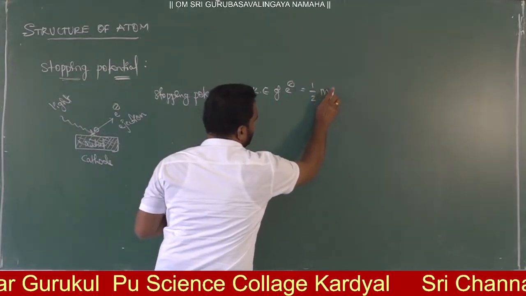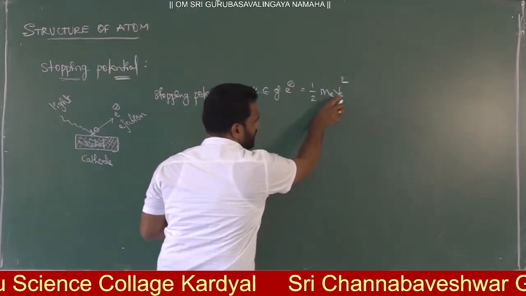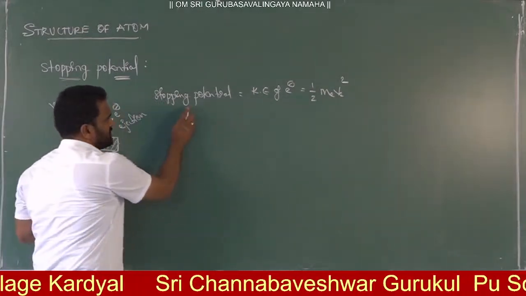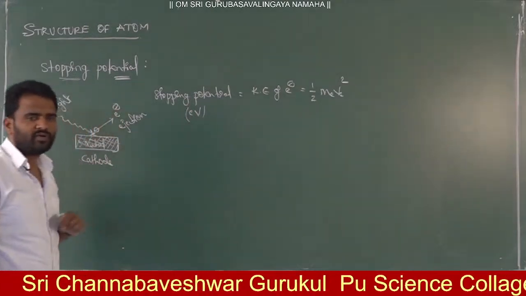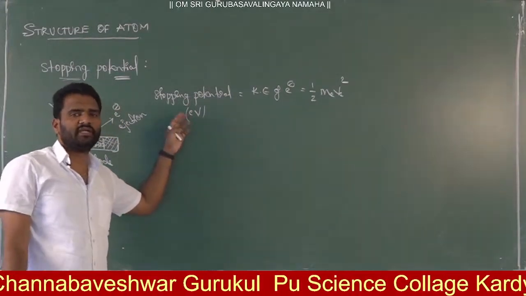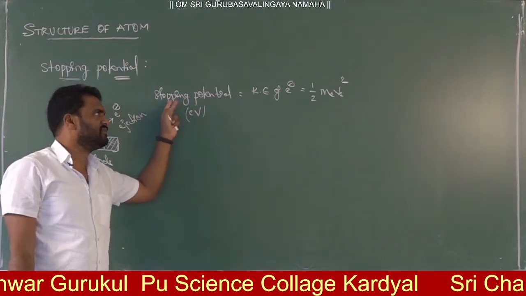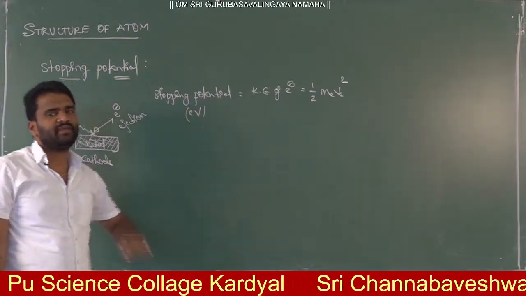Please remember, kinetic energy is equal to half mv square. Here m is the mass of the electron and v is the velocity of the electron. This potential you can take in electron volts or volts. The stopping potential unit will be electron volts or volt. This stopping potential is exactly equal to the kinetic energy of the electron.